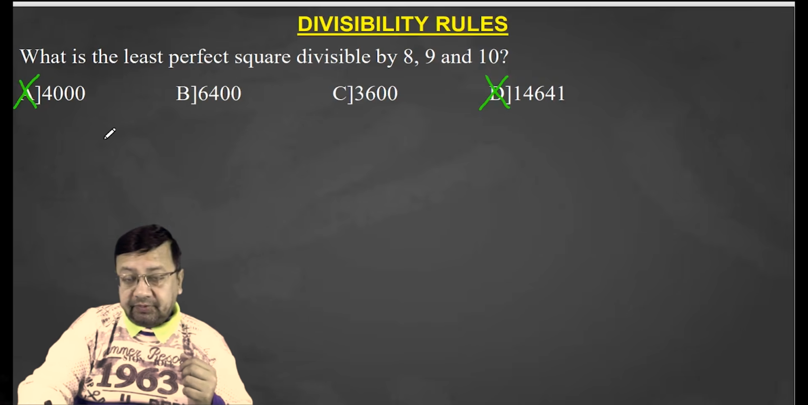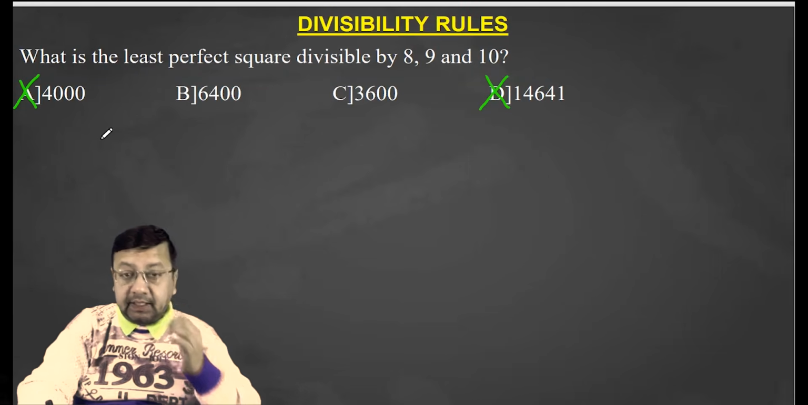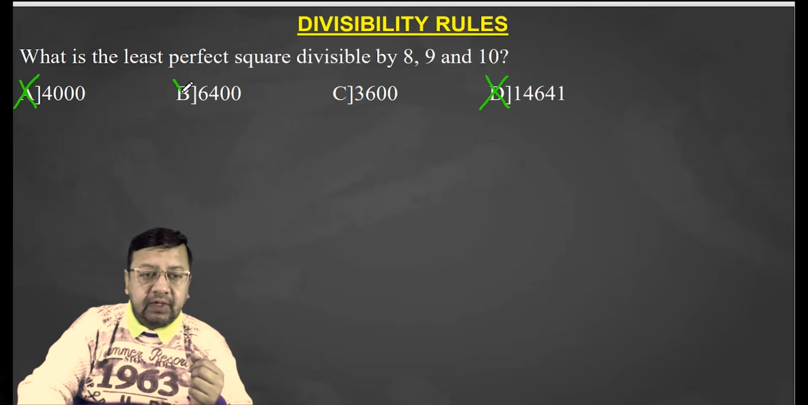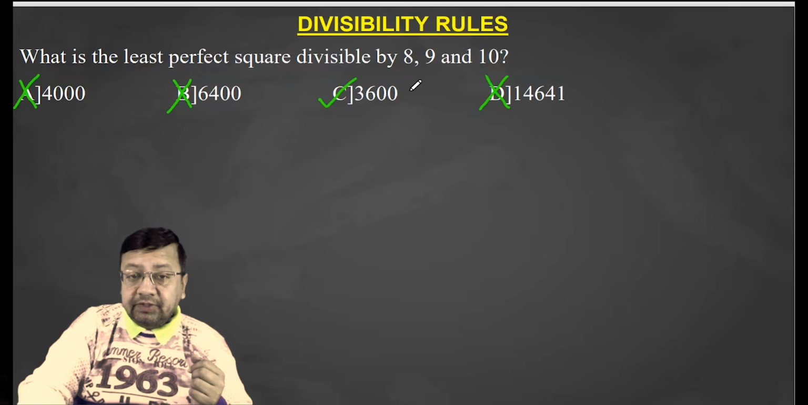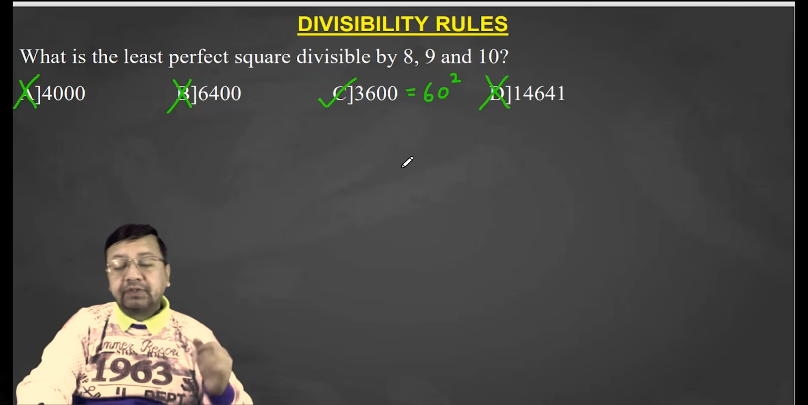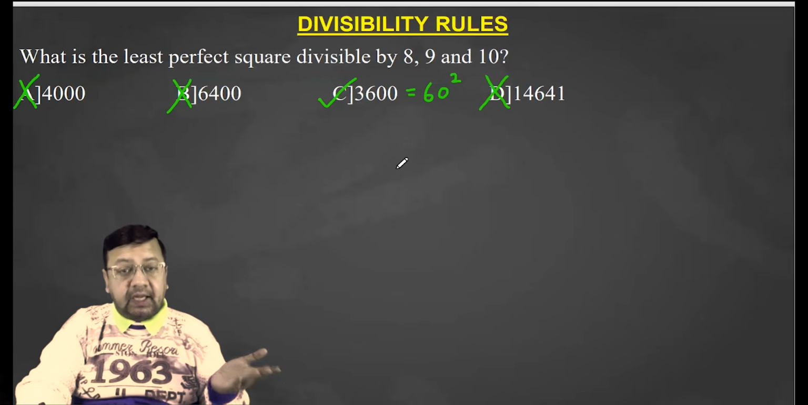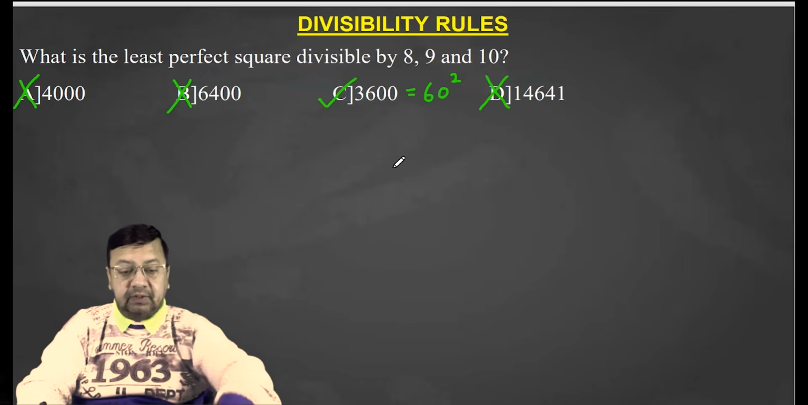Second option, 6400. What is the sum of the digits? 6 plus 4 plus 0 plus 0, that is 10. And 10 is not divisible by 9. So this is also out. So my answer for this is the third option, 3600. And this is a perfect square of which number? This is a perfect square of 60. So this is the way I can apply my divisibility rules and solve the question quickly and fast.